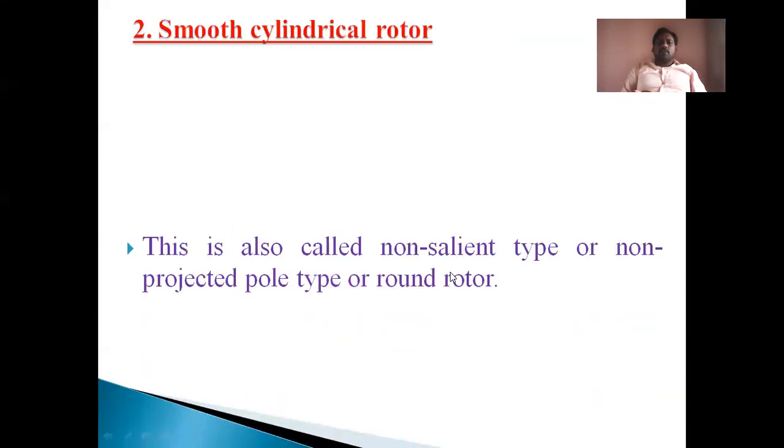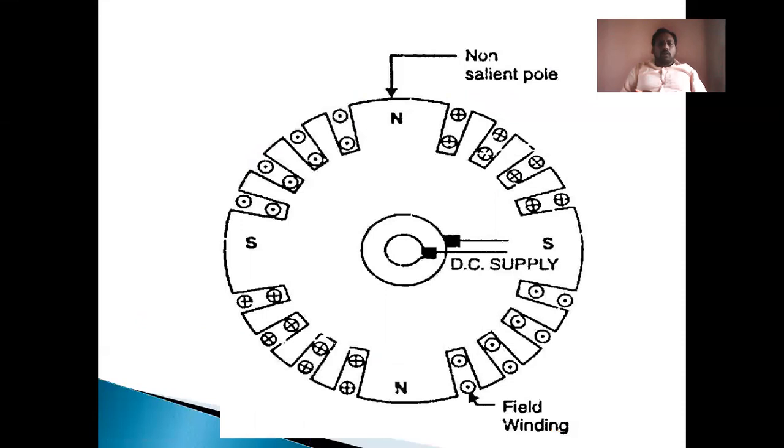But in the case of the non-salient pole type rotor, what happens here? The air gap is uniform at all places: this place, this place, this place, this place, and here also. Mainly we are concentrating on these areas, the outer surface of the rotor. In the salient pole type the air gap is not uniform; in the non-salient pole type the air gap is uniform. That's why the reluctance is also uniform, and the flux strength and EMF also.